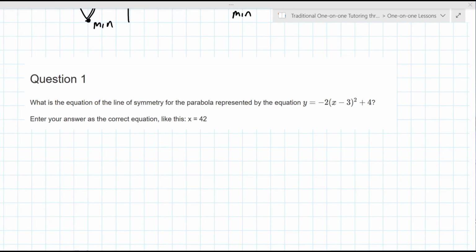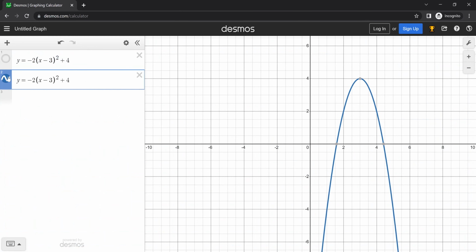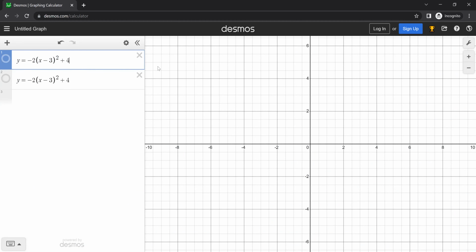I'm going to new share, and we're going to graph this equation here. Okay, so I'm going to graph y = -2(x - 3)² + 4. I'm going to graph that down here. All right, so we're going to do x greater than 3, x less than 3. Okay, and then we're going to graph this line right here.